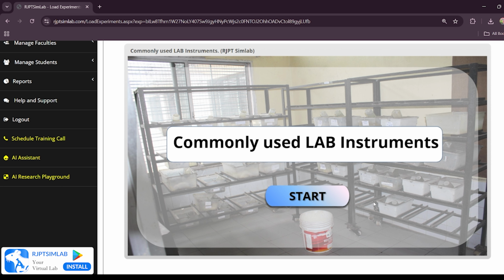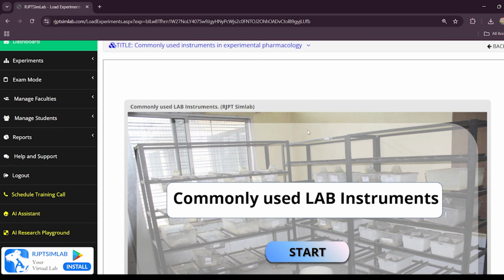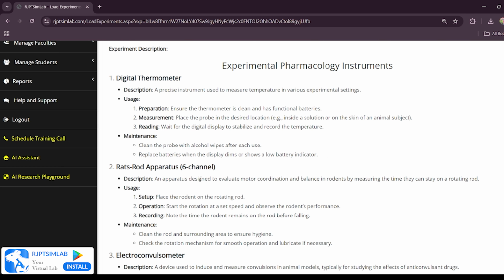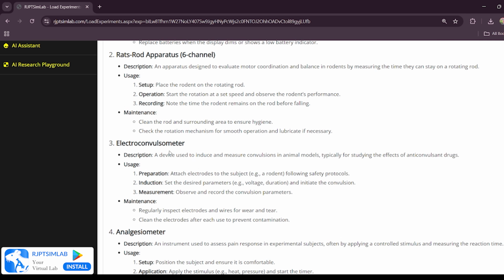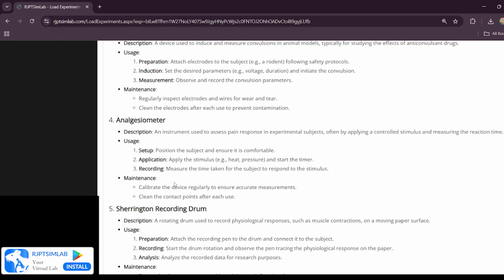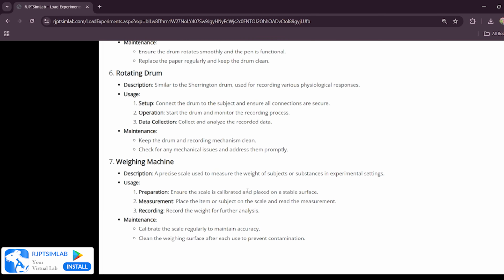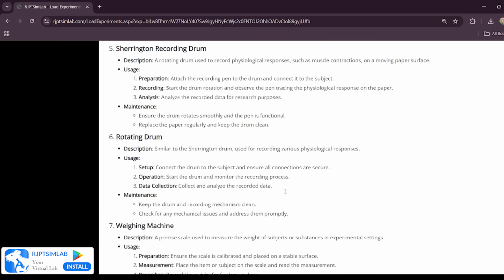In this video, we will study the commonly used laboratory instruments. We will learn about the experimental pharmacology instruments that are used in the pharmacology labs. We will learn about the digital thermometer, Rota-rod apparatus, Electroconvulsiometer, Analgesiometer, the Sherrington recording drum, the rotating drum, and the weighing machine. Now let's begin with this video.